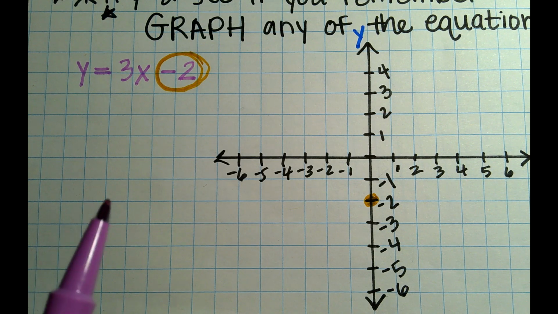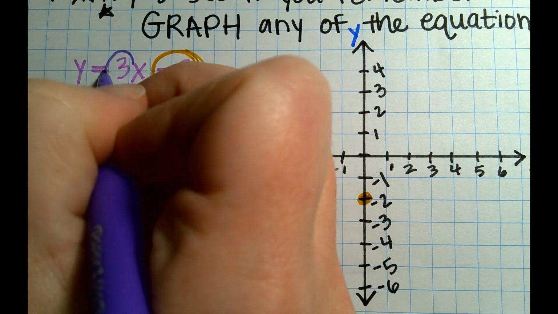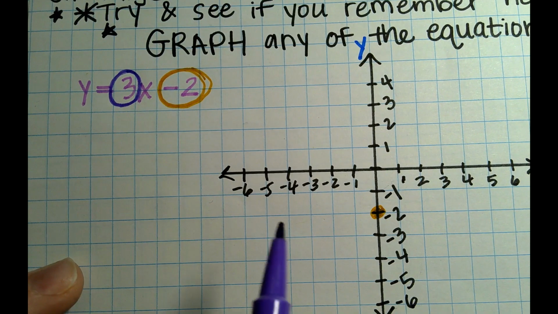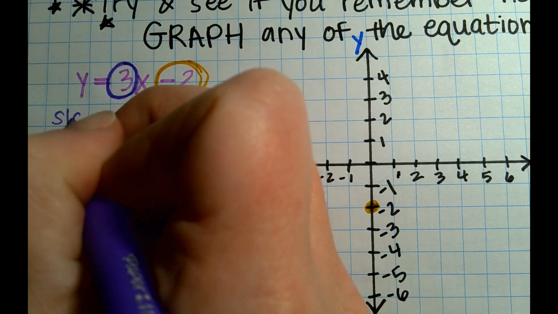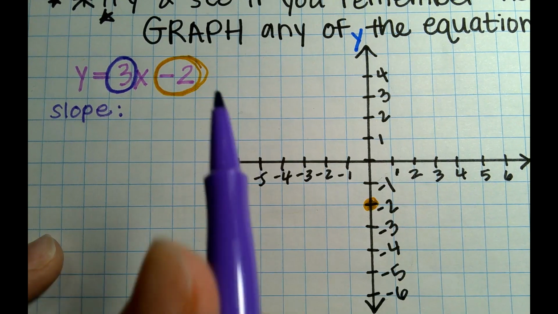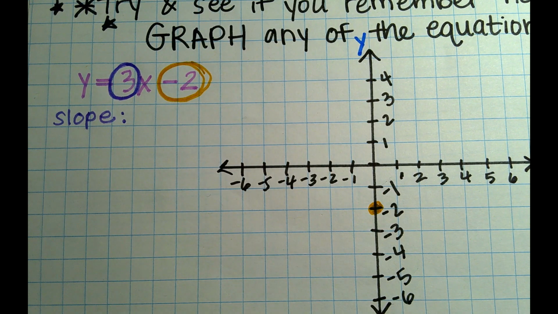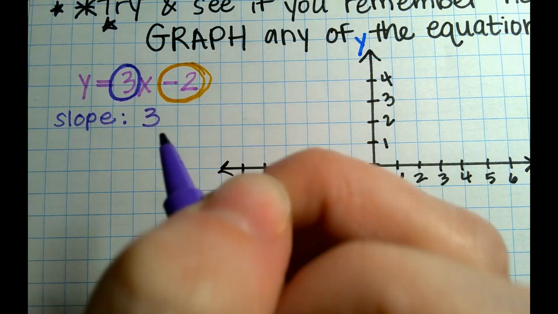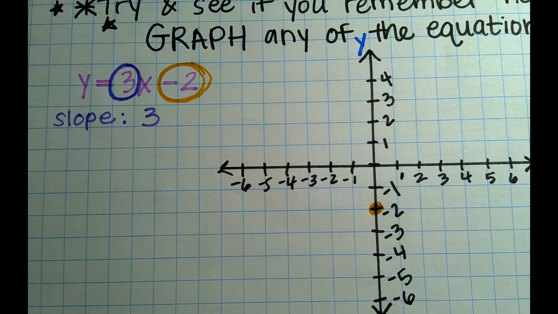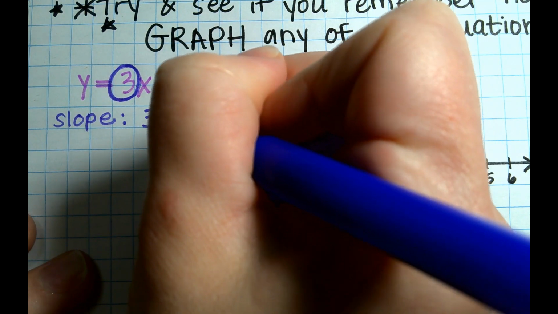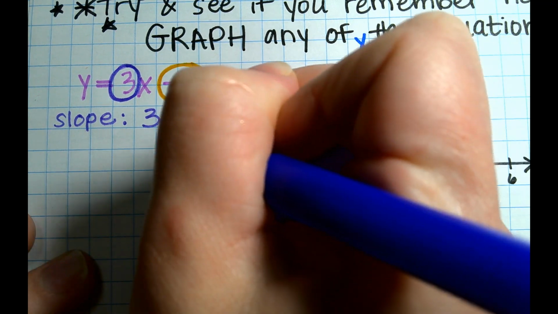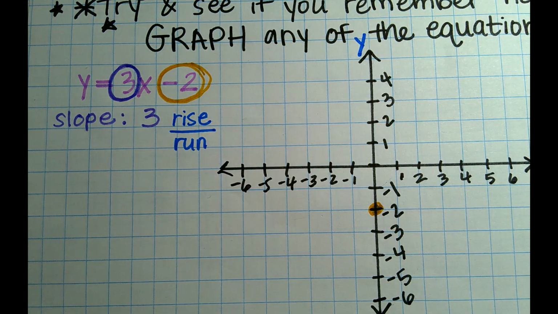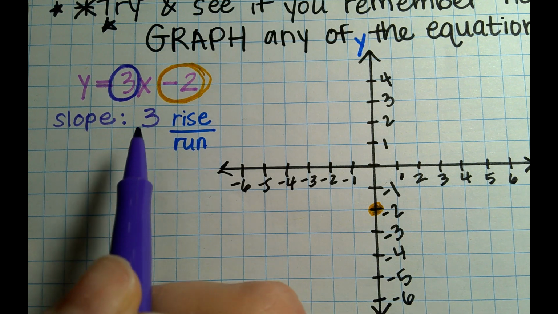We're going to use that slope of 3. So let me write our slope. Our slope is 3. Now, I only showed you how to graph a slope that is a fraction. This is a whole number. Slope is the same as rise over run. We talked about that for a moment yesterday. So let's write rise over run. My slope is 3.